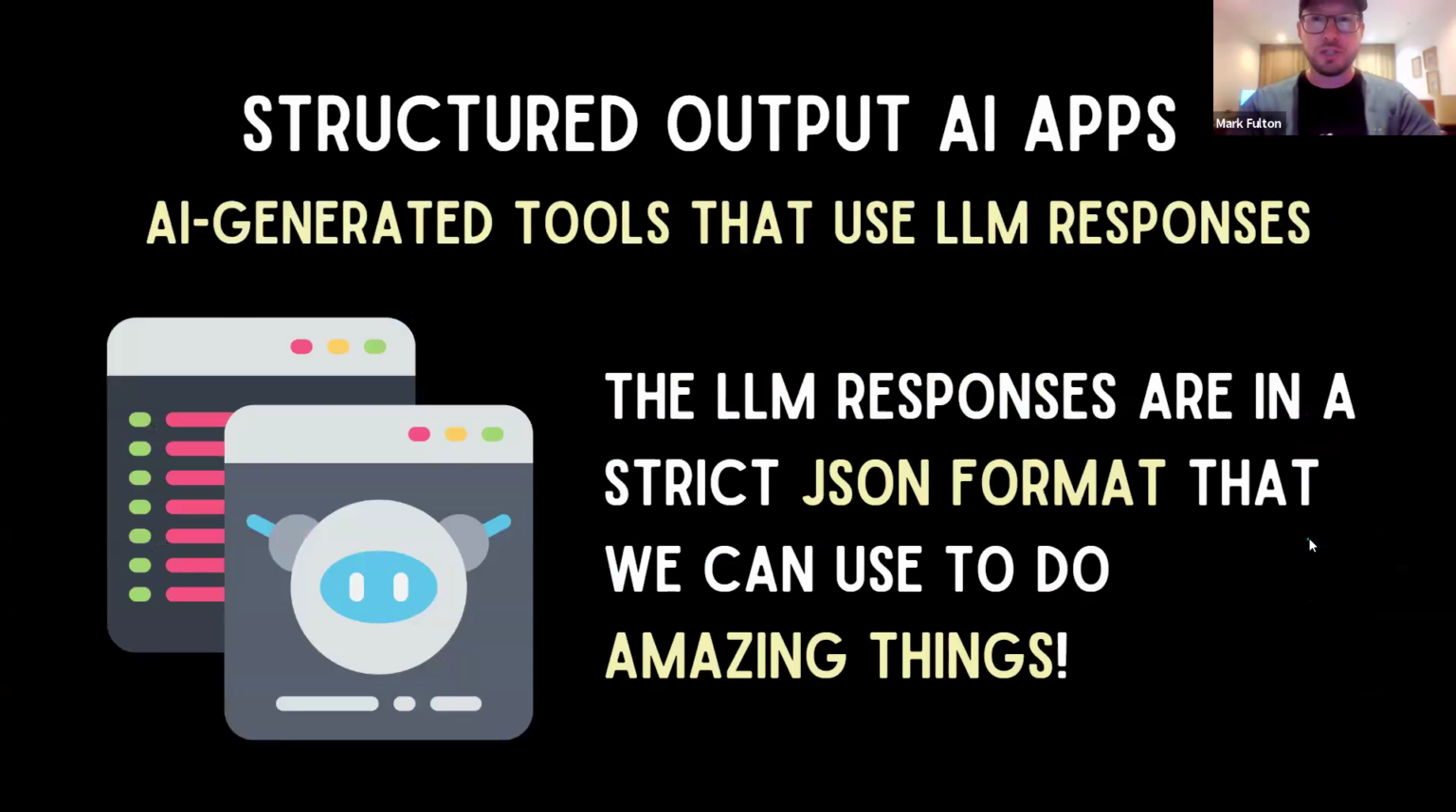So what are structured output AI apps? It's basically AI generated tools that use LLM responses, and the responses are in a strict JSON format that we can use to do really cool things. So it's kind of structured data response from the OpenAI or whatever your preferred LLM is.